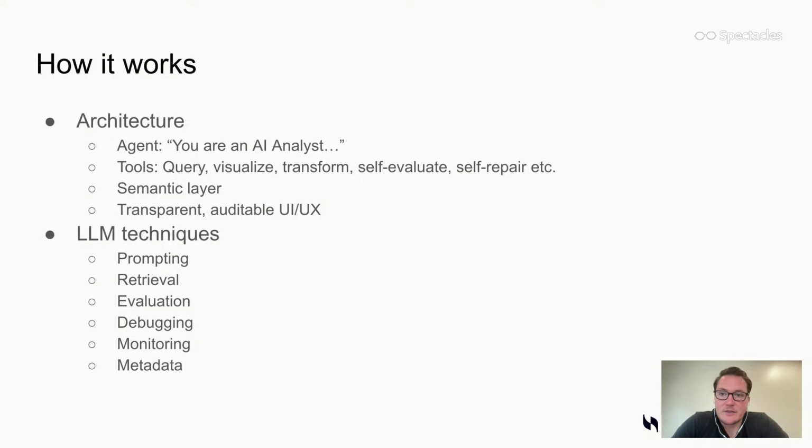But the techniques that we're using that many of you may have heard about, of course, prompting. This is a core fundamental technique that gets us a lot of the way there. But there's also a fair bit of retrieval or RAG that we do to make sure that our AI understands which fields to pick and visualize in the best way.